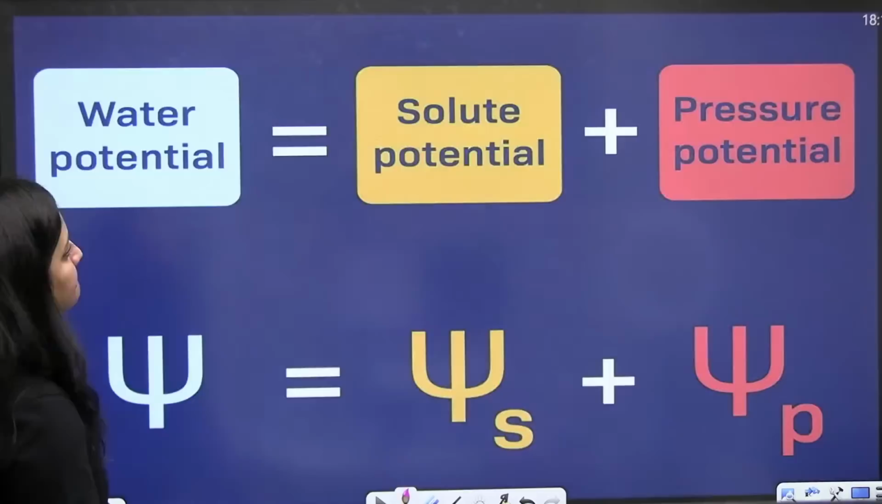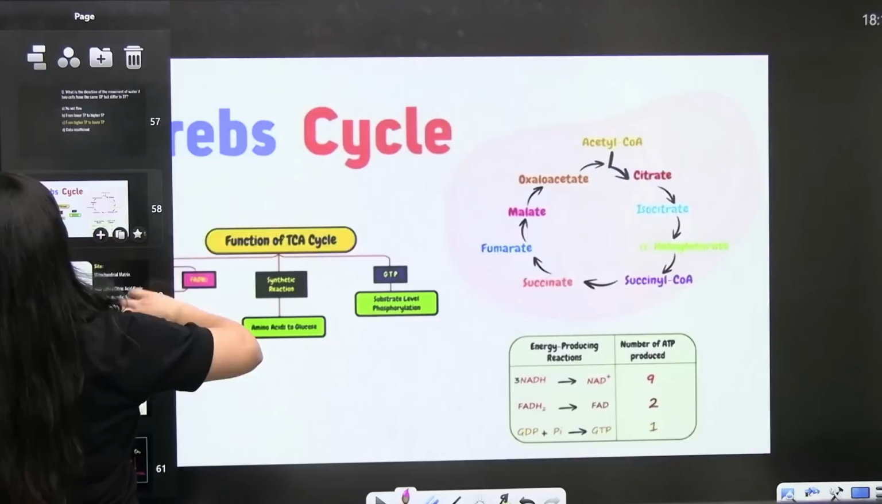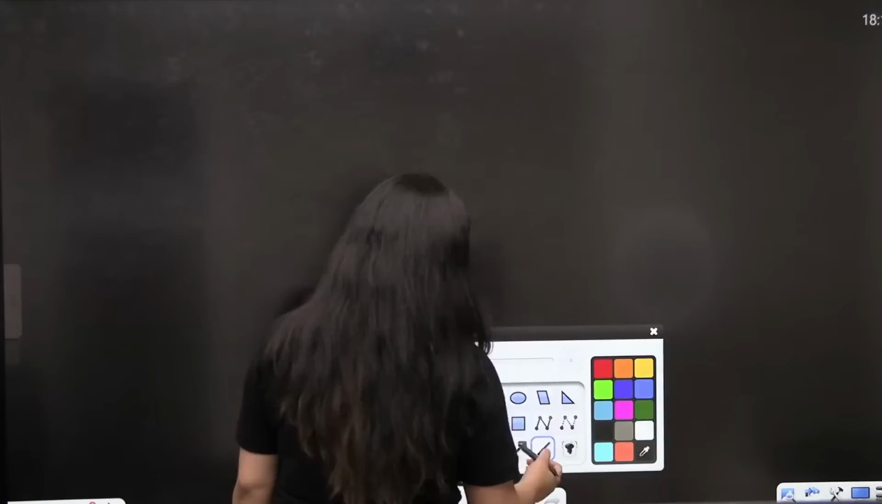Okay. So, water potential we'll discuss later. Firstly, let's talk about the Krebs cycle and ETC. We'll discuss water potential and DPD too, but Krebs cycle and your ETC is more important. Now, listen to me.